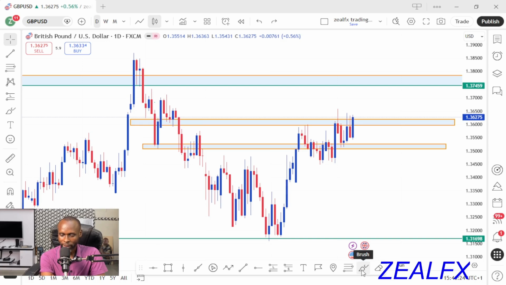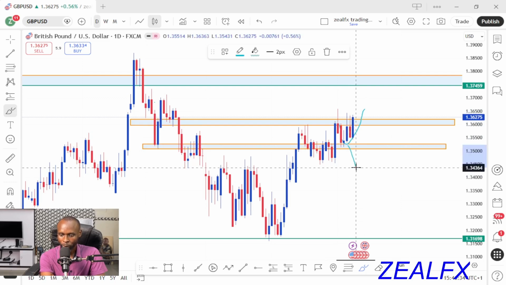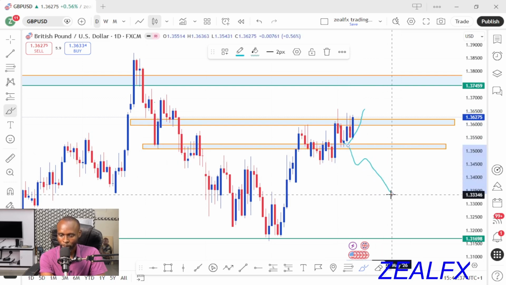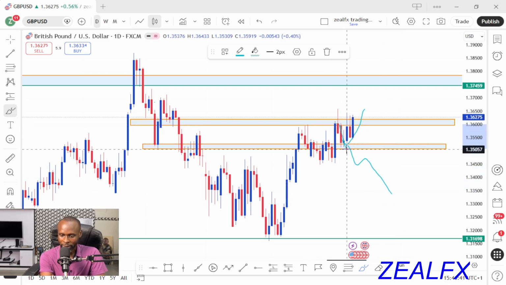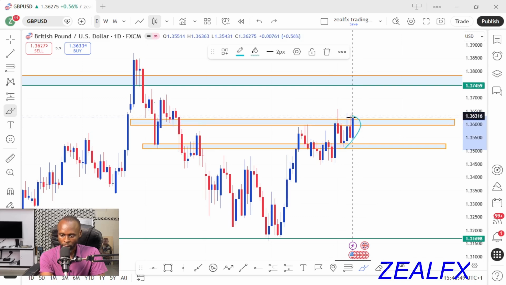If you followed my analysis last week, I said I expect the Pounds USD to drop from this level to this next support level. Then if price fails to break this support level, we might see price resuming back up. Then if price breaks below this level, we might see further selling for the Pounds USD. So you can see that price tested this level and respected this particular support level, which now pushed price back to this next support resistance area.